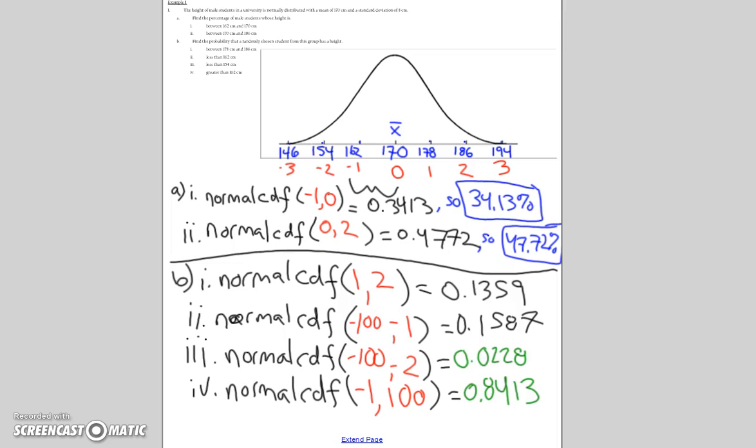Welcome back. Hopefully you got something close to, if not exactly, these two numbers in green, 0.0228 and 0.8413. We can go ahead and join us now to the next video. Go ahead to that one, and we will see you for the next example.